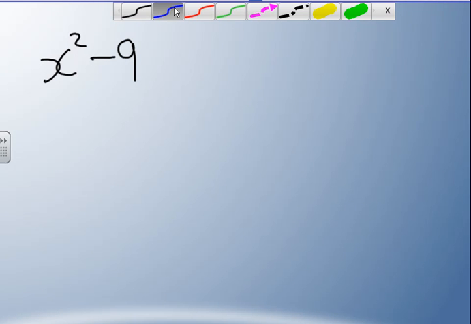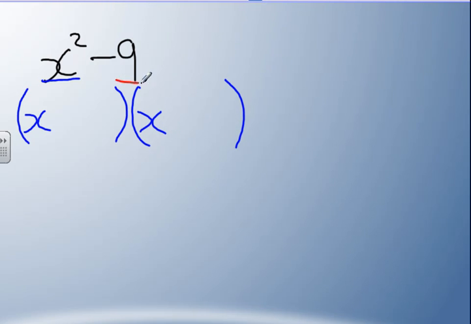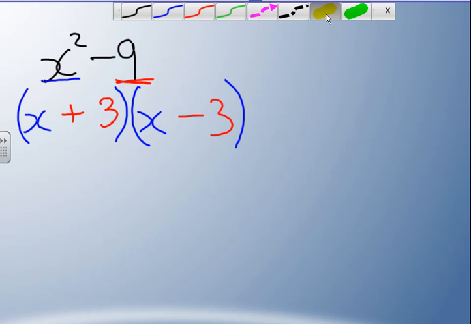So to solve this question, I'm going to factor it out into two parts. I take the square root of my first term. Square root of x squared is just going to be x. x times x. And then take the square root of my second term, which is 9. Square root of 9 is 3 and 3. And then I make one a positive, one a negative. And that is my end answer.